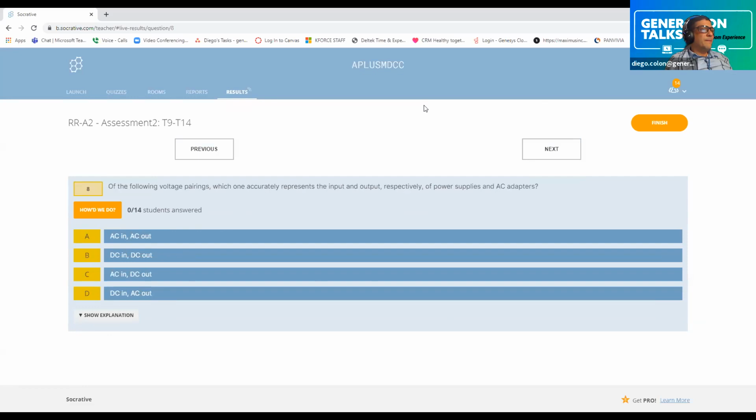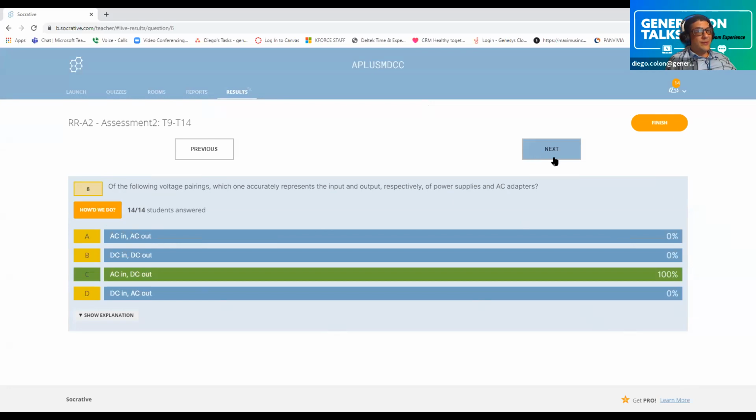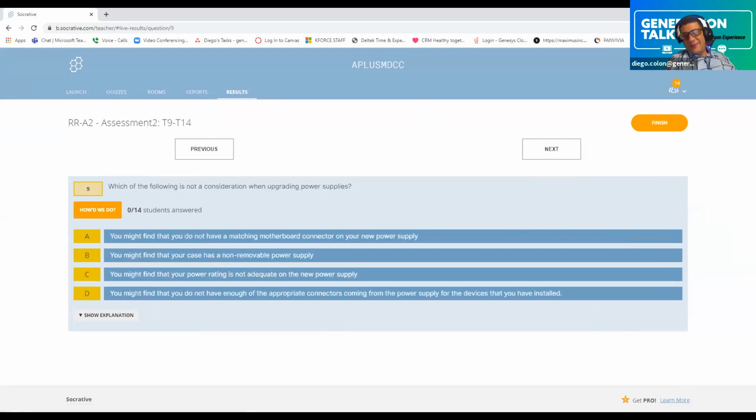Next one. Shiloh, help me out. Of the following voltage pairings, which one accurately represents the input and output, respectively, of power supplies and AC adapters? I chose AC in, DC out. AC in, DC out. Everyone agree? Yep. Apparently everyone. Woohoo!